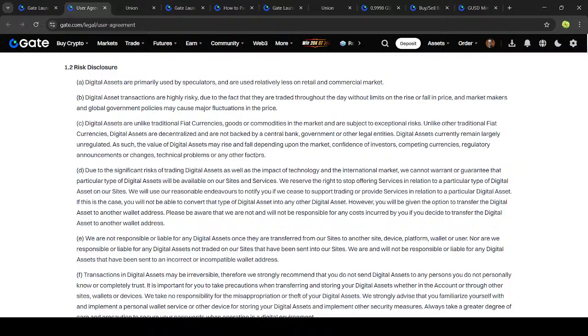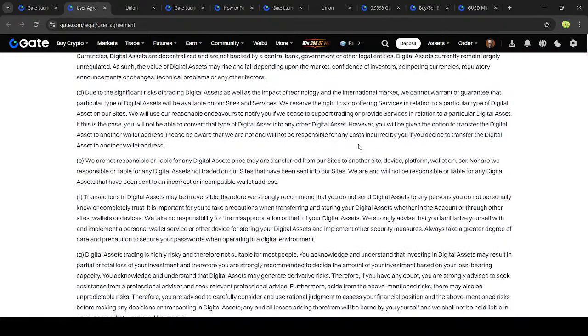They are subject to exceptional risks. Unlike other traditional fiat currencies, digital assets are decentralized and are not backed by central banks or governments, and other legal interests of digital assets currently remain legally unregulated. The value of digital assets may fall depending upon market and investor confidence, competing currencies, regulator announcements or changes, technical problems or any other factor, guys.